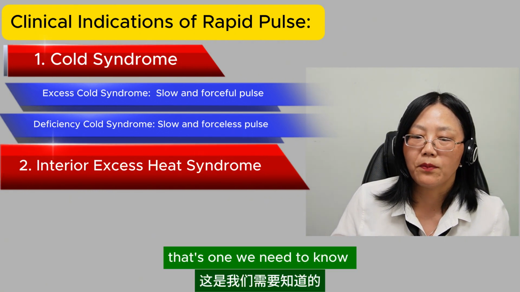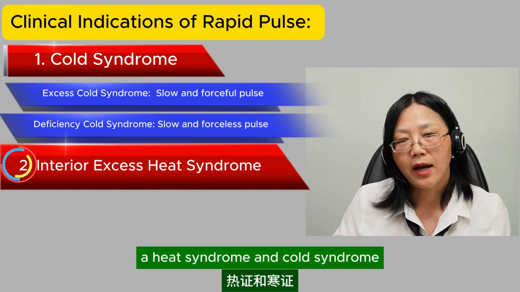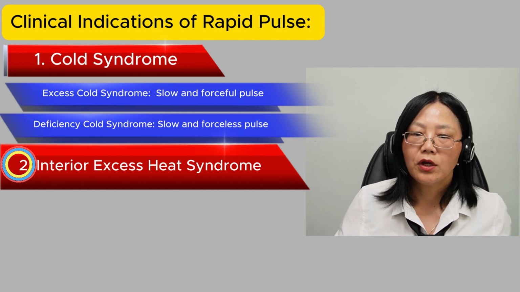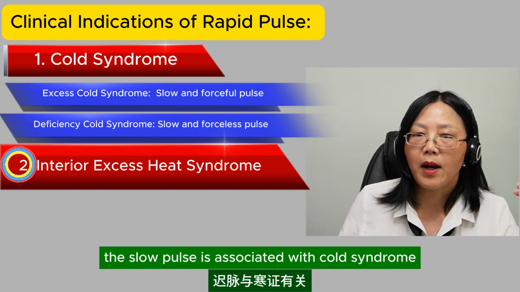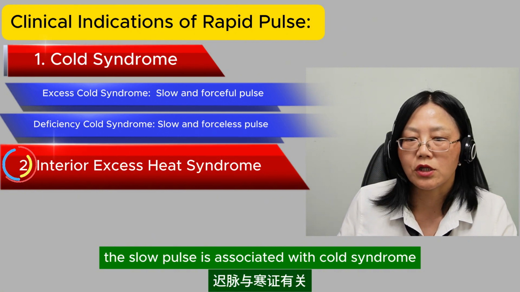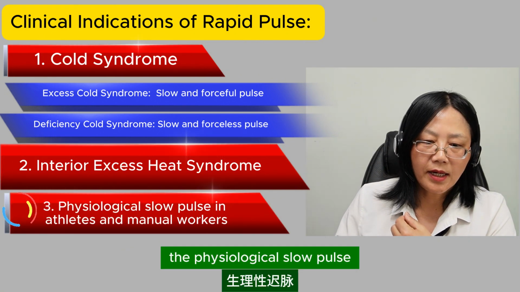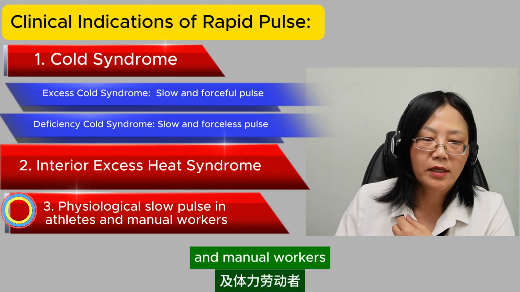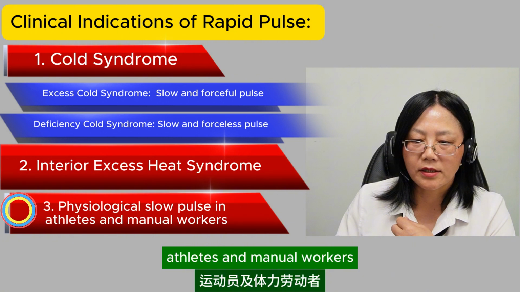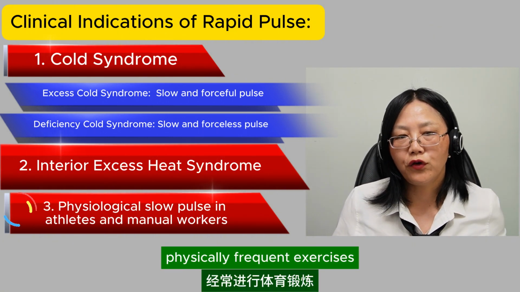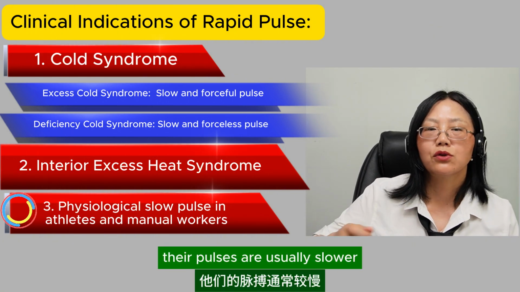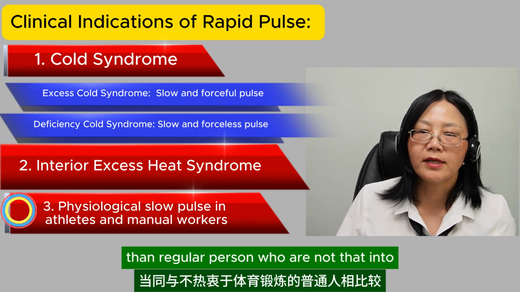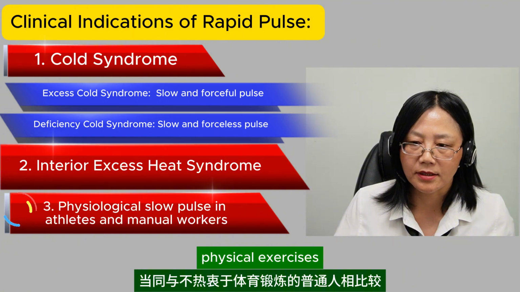That's why we need to know. Heat syndrome and cold syndrome are quite different. But other than this very specific situation, generally speaking, the slow pulse is associated with cold syndrome. The physiological slow pulse can be seen in athletes and manual workers. Because of frequent physical exercise, their pulse is usually slower than that of a regular person who is not that into physical exercise.